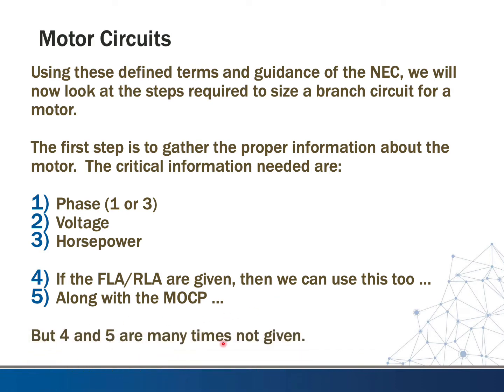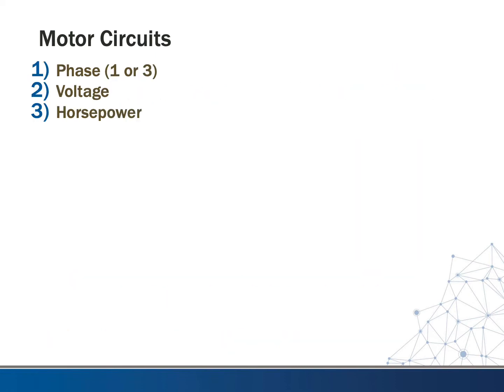Again, 4 and 5 are many times not given. So even in those package unit situations, we may not have that, and we have to do it ourselves. But more often than not, if it's a package unit, we have 4 and 5. So now we're assuming we have all of these values.